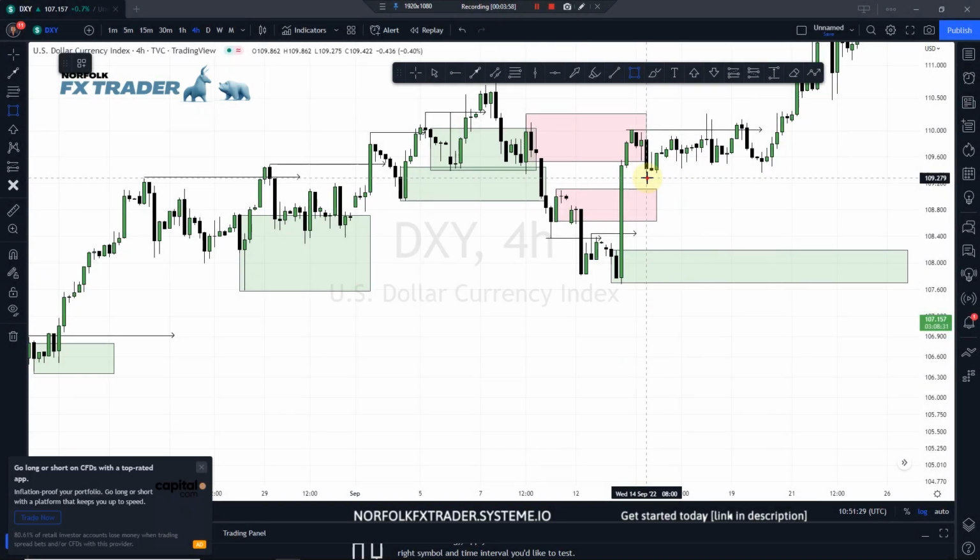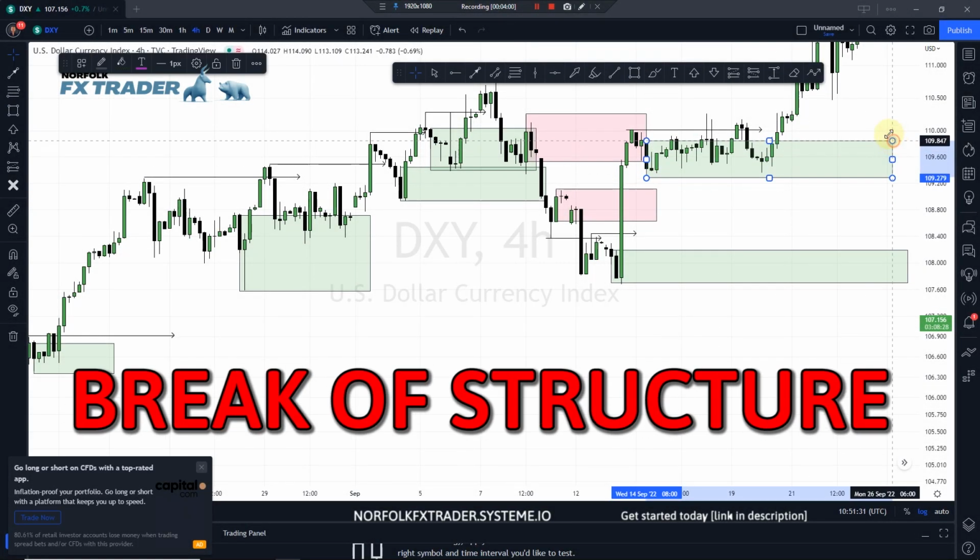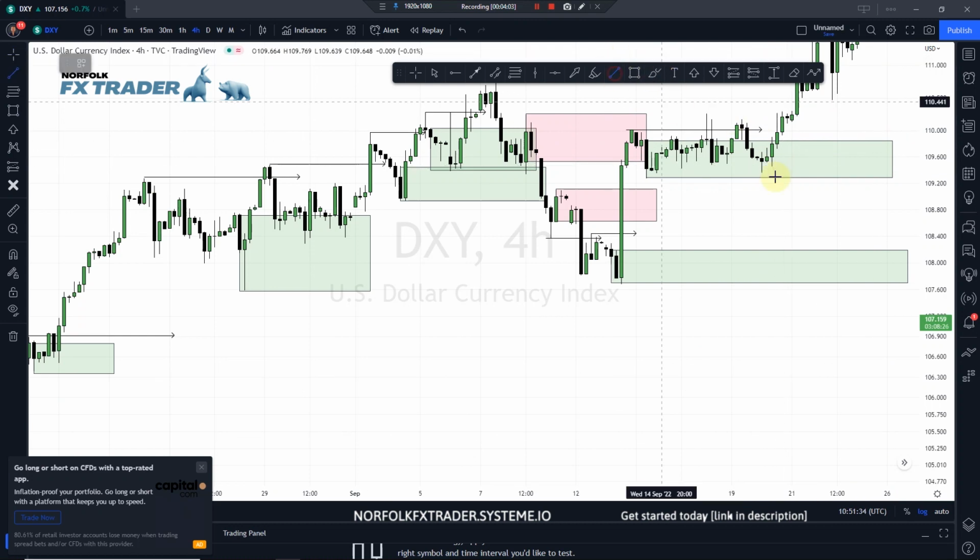So in today's video, we're going to look at how we can use that simple break of structure to find those areas of supply and demand to make it easier for you to draw your zones.